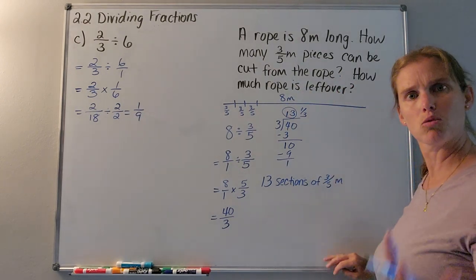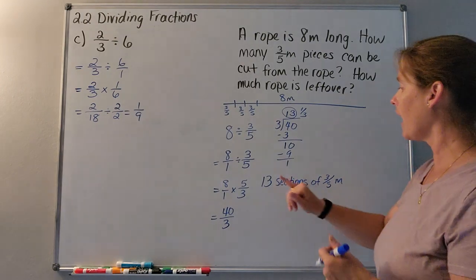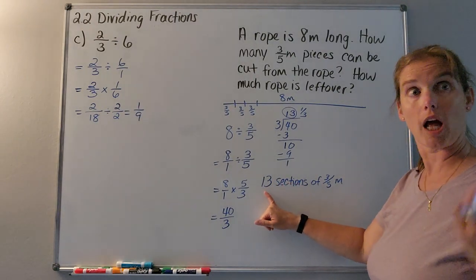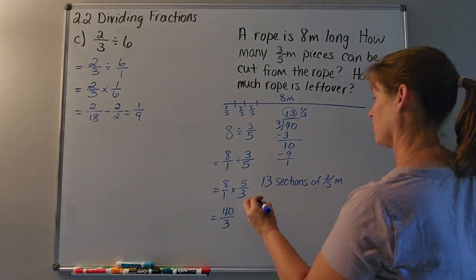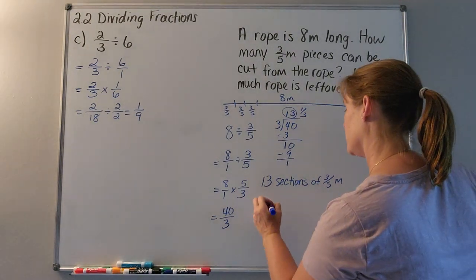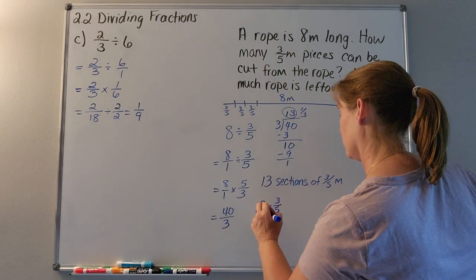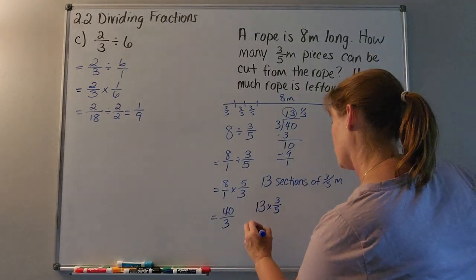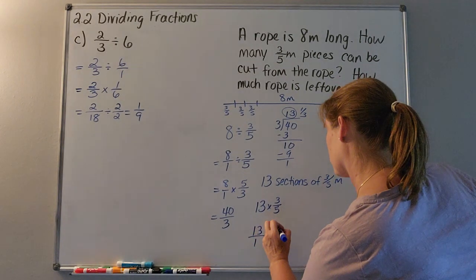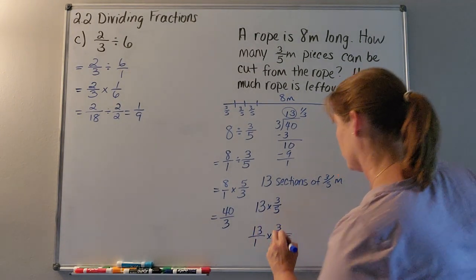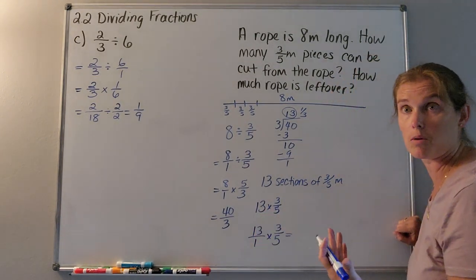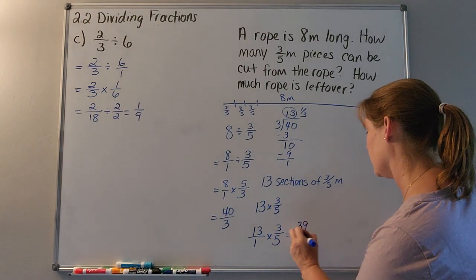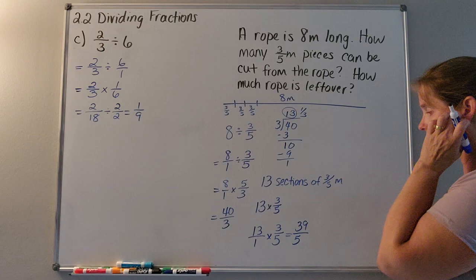Now the question is, how much rope is left? Well, if I have 13 sections that are 3/5 meters long, how much of the rope did I use? So what is 13 times 3/5? Well, now we're going back to stuff we did in a previous lesson. 13/1 times 3/5. Now I don't have to do the reciprocal because I'm already multiplying. 13 times 3 is 39. 1 times 5 is 5.